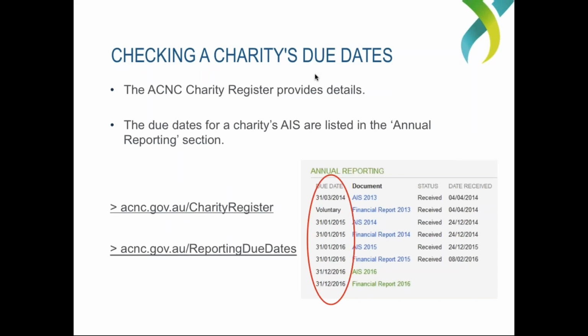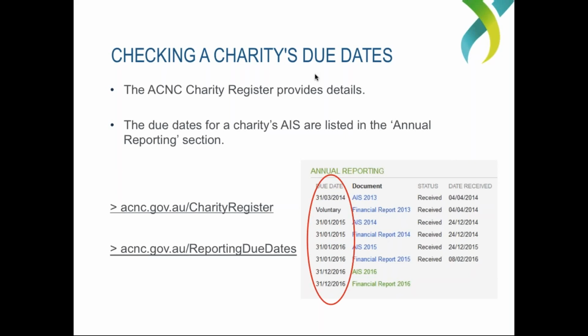Thanks, Matt. So yeah, we've just gone over reporting periods and due dates. So what do you do if you're not too sure of what your reporting period may be or when your annual information statement is due? So what we'd recommend in that case is just jumping onto the ACNC website and going to the register. You can pop in your ABN, and then that will bring up your register listing, and on that page there, that will tell you what your reporting period is.